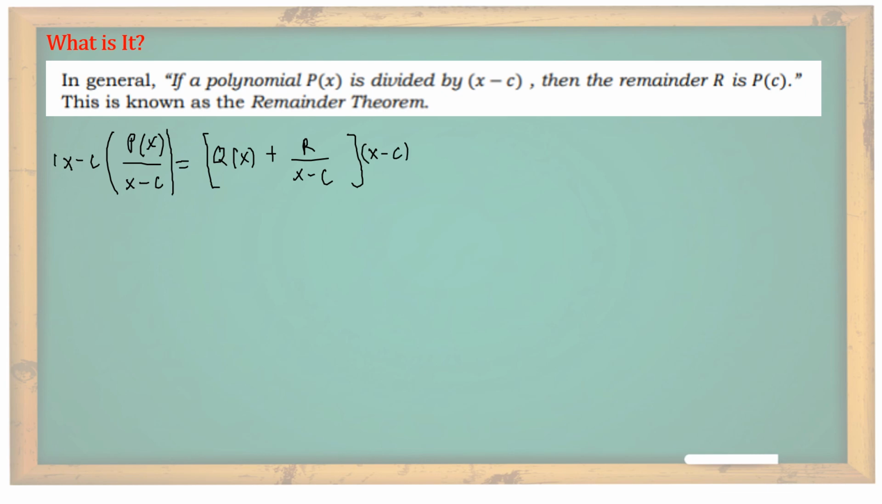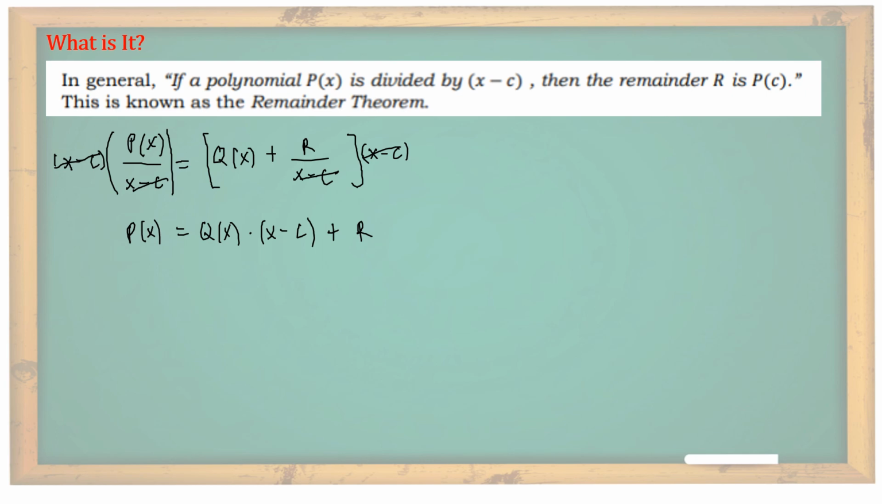Okay, ayan ha. So ito cancel na to at ito rin. And only p of x ang matitira dito. Then q of x times x minus c. So that is q of x times x minus c. At itong r over x minus c times x minus c, cancel na tong x minus c. And only si r na lang ang matitira dyan. Okay?